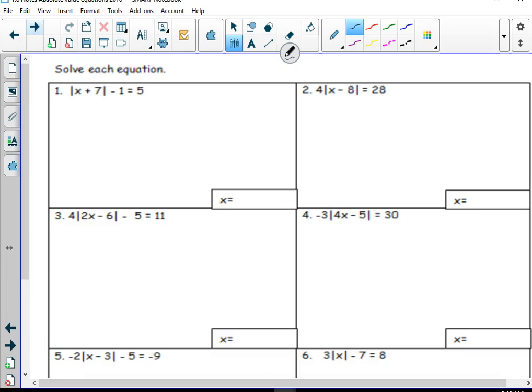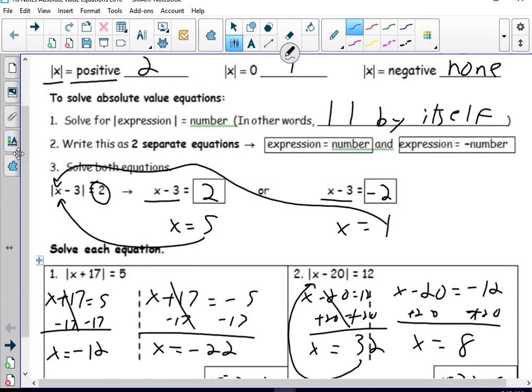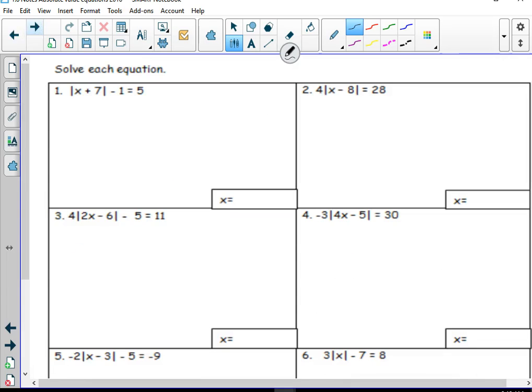Okay, if you remember on the first page of notes, I'm going to go back. Remember step 1 where it said get the absolute value by itself? All right? So get the absolute value by itself. We got to do that here. See what's attached to the absolute value? -1. Very good. How do we get rid of the -1? You add it. So I'm going to add 1 to both sides.